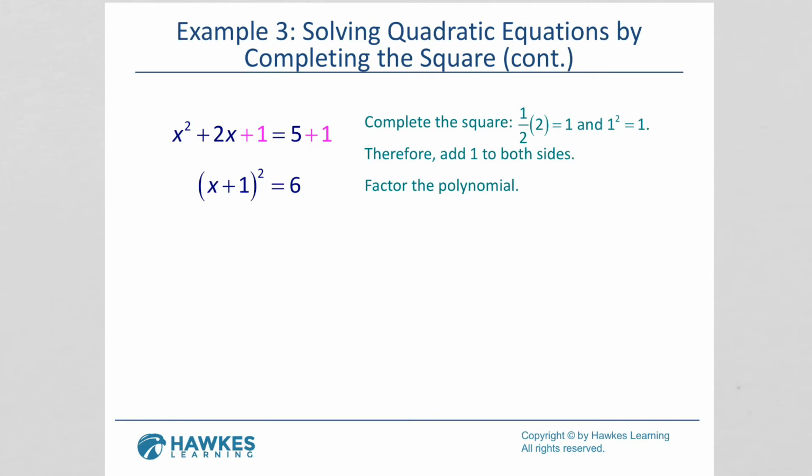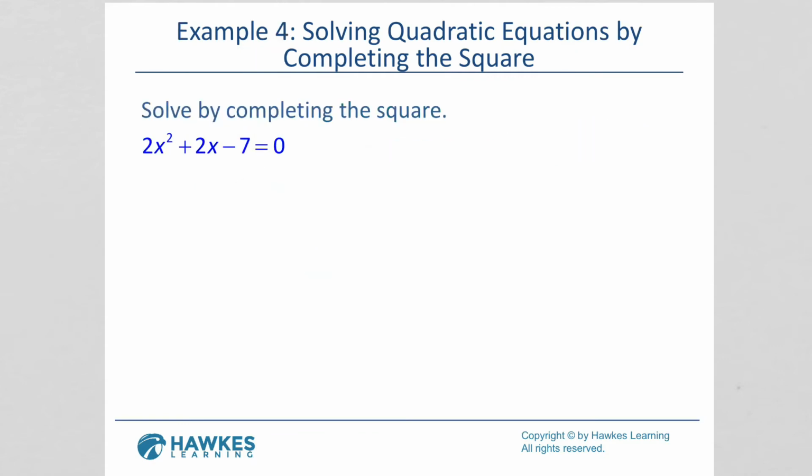The left side factors into (x + 1) squared equals 6. Now we'll take the square root of both sides. x + 1 equals plus or minus the square root of 6. Subtracting 1 from both sides, x equals -1 plus or minus the square root of 6.